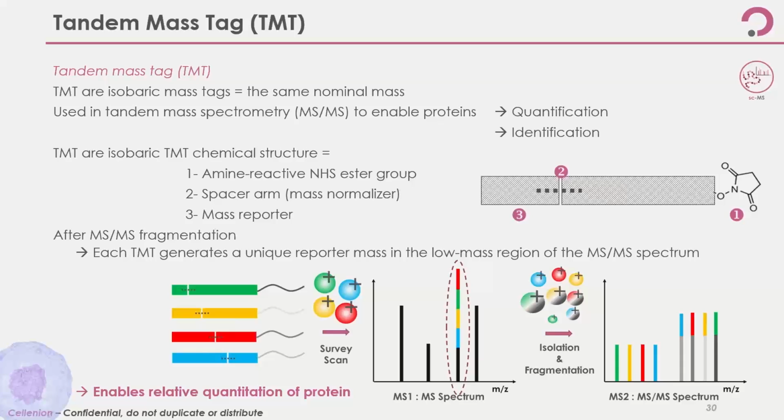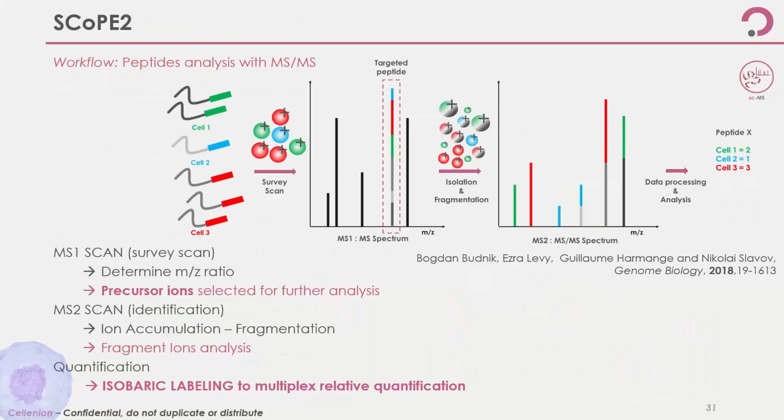Then you do a first scan, and you select the peak that you're interested in. And then when you do the second step of isolation and fragmentation, we are able to detect which TMT label was on which fragment. And this enables us to relatively quantify proteins. So the Scope2 method works like that, with TMT labeling of single cells, and this allows us to analyze peptides.